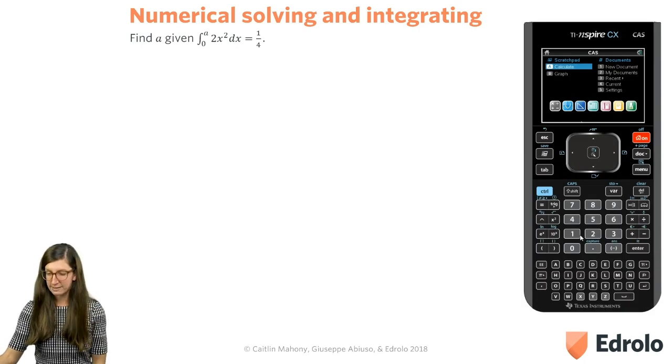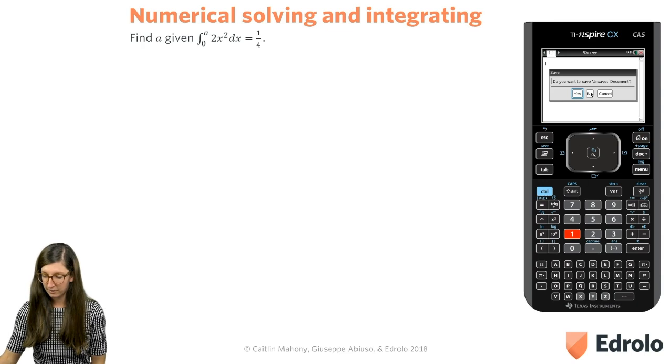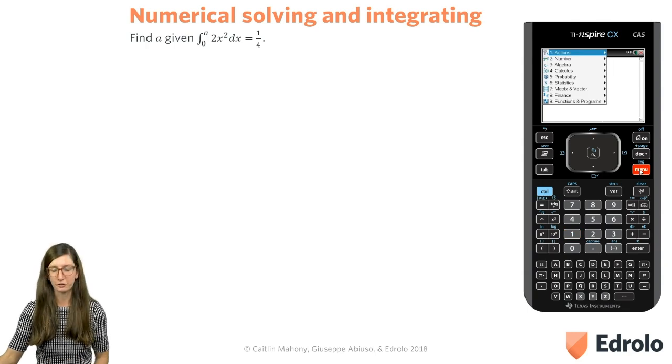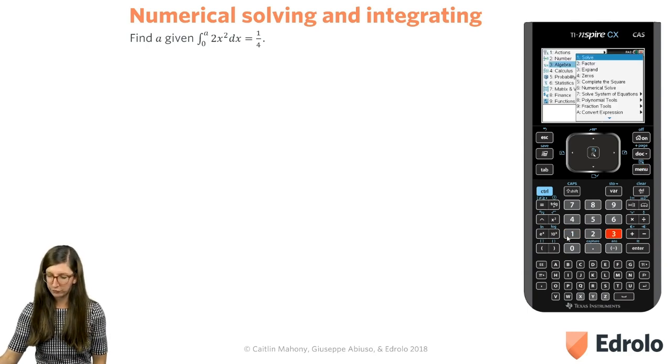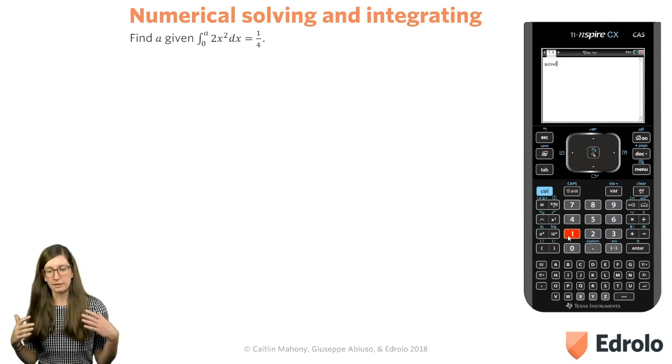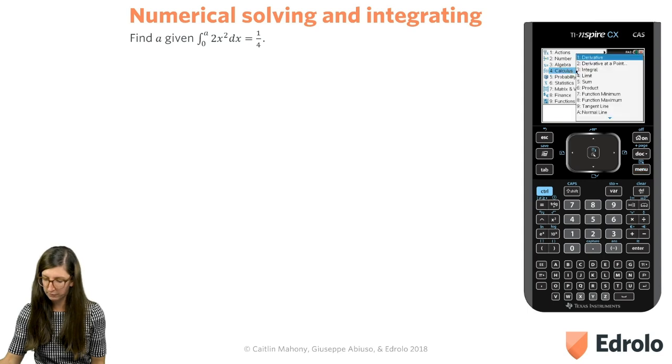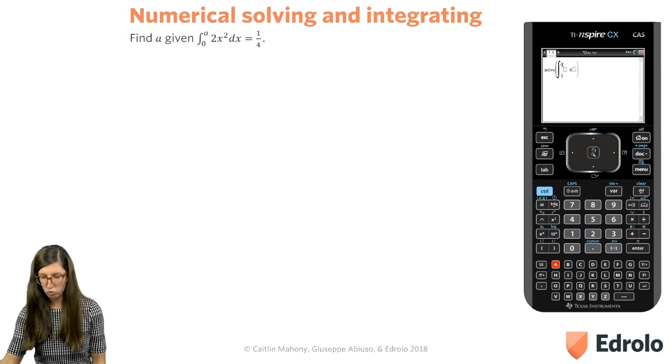So let's have a look at how we'd actually do this in practice. So from the home screen, let's start a new document. Okay, add a calculator number 1, and we'll go find the solve function. So 3 for algebra and 1 for solve. Now what we do is type in exactly what is being said there, and we ask the calculator to find A. So we do that by going into calculus integral from 0 to A, 2x squared dx.